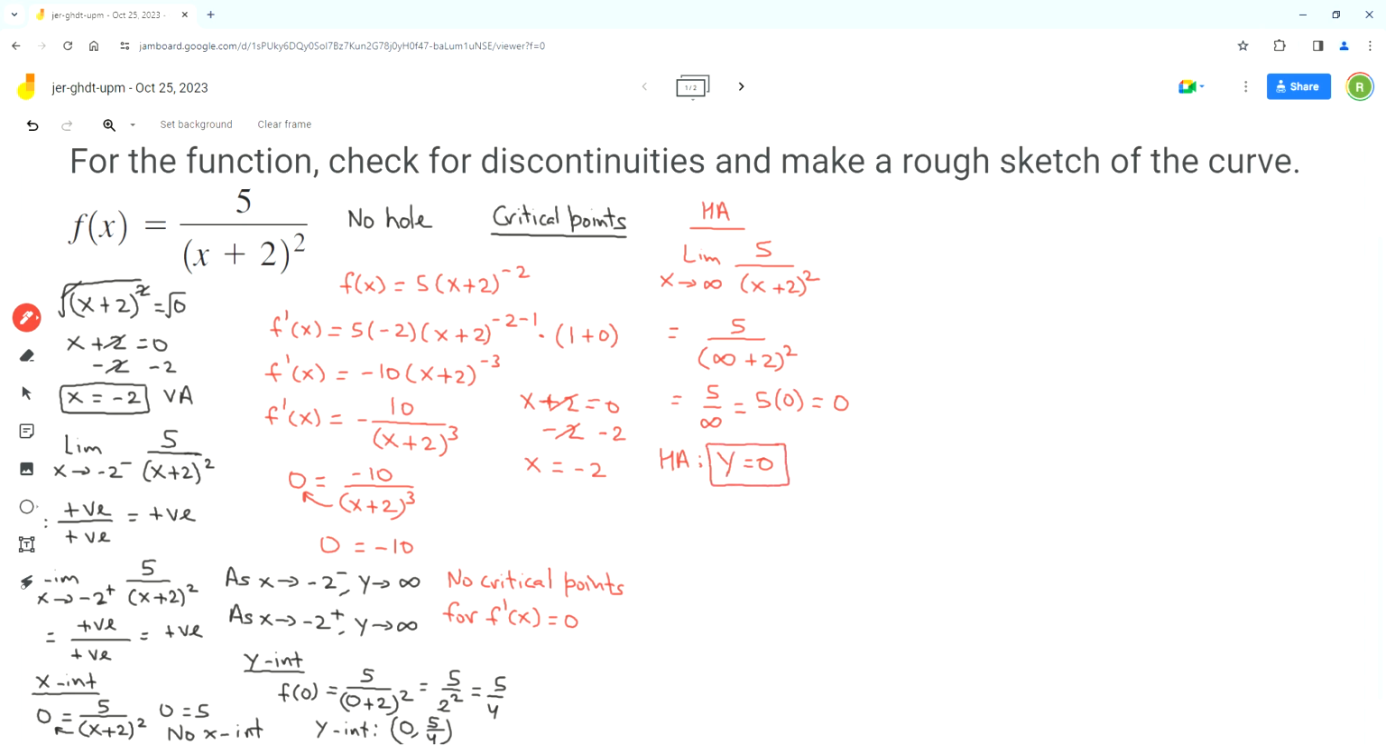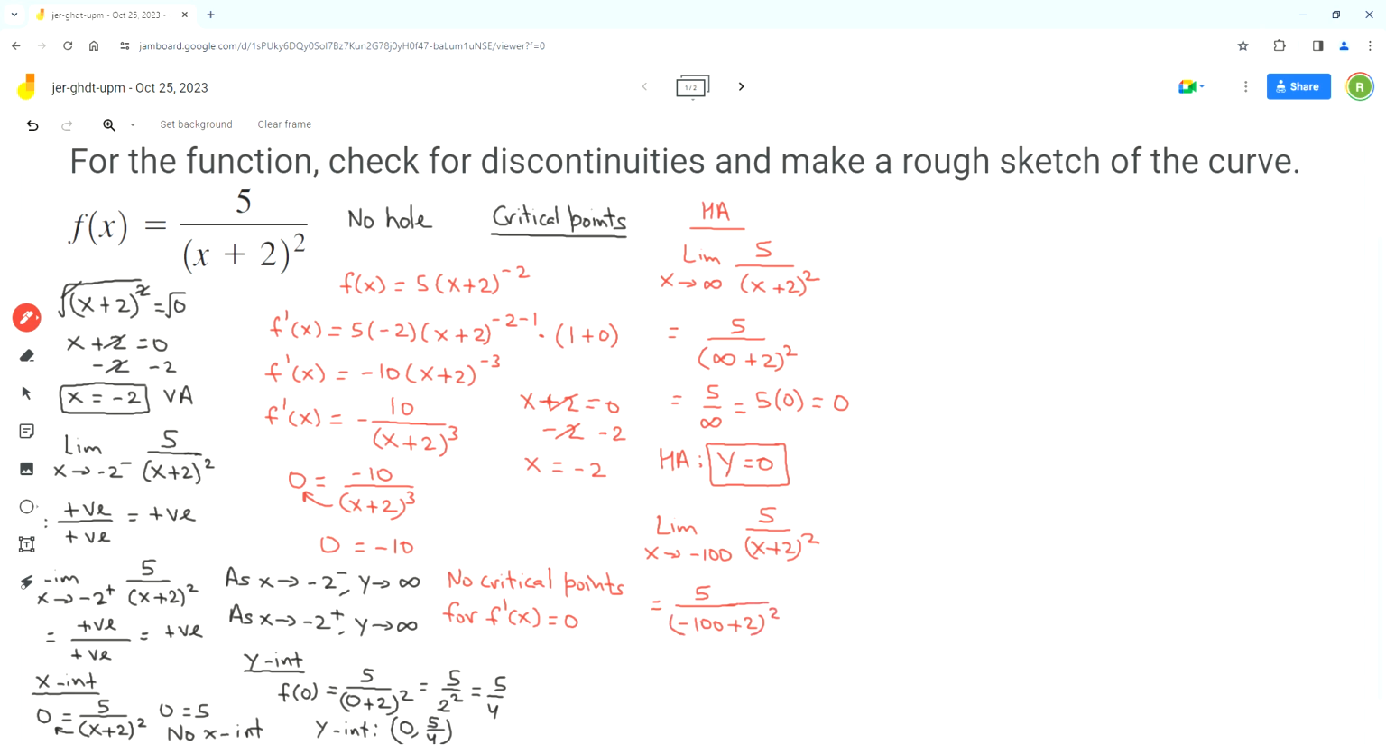Now we can find out whether the function approaches this horizontal asymptote from the top or from the bottom. So for that, we'll evaluate the limit for this rational function for a big negative number and a big positive number. So let's start with the left side of the x-axis. So limit x approaches negative 100 of 5 over (x plus 2) squared. So now we can apply the limit. So we get 5 over (negative 100 plus 2) squared.